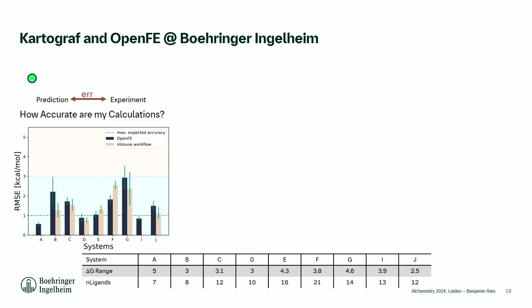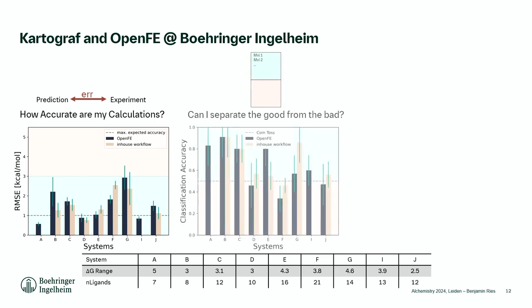So first, we see the RMSE. And this RMSE, basically, if you think about the bootstrap errors, shows you that both approaches are super comparable. Going to the next step: can we separate the good ligands from the bad ligands with class accuracy? What you see here as well is, again, they both perform very similar.